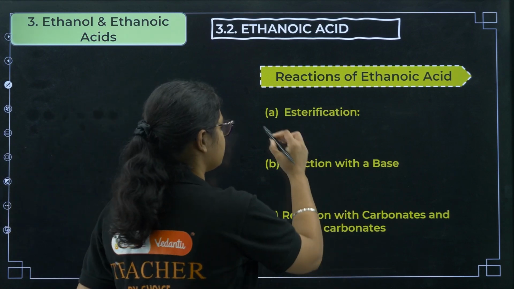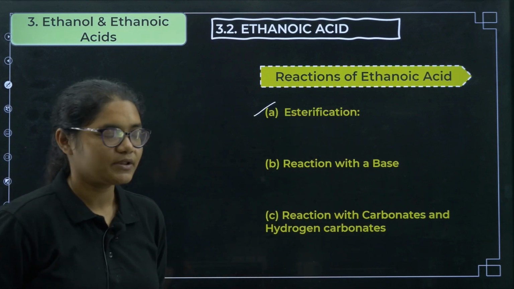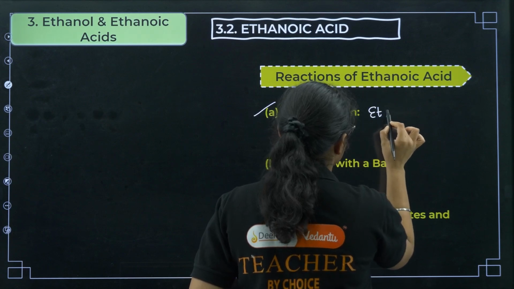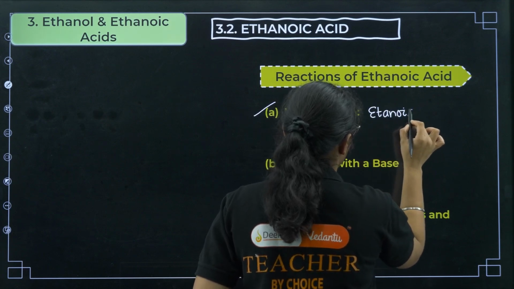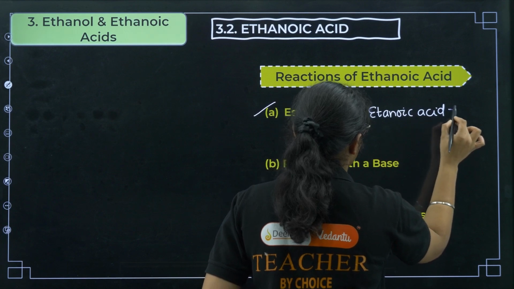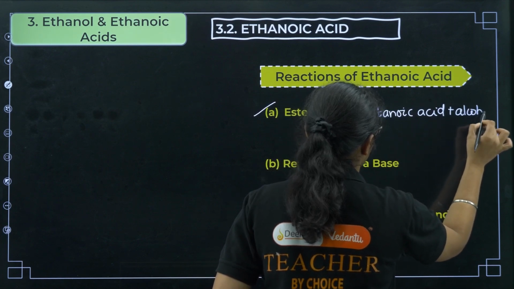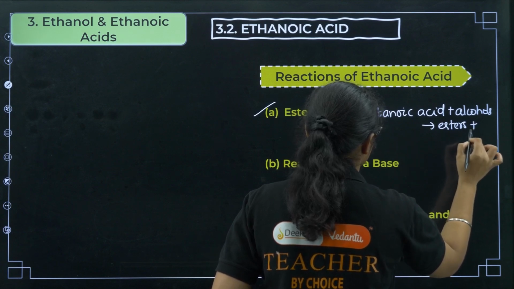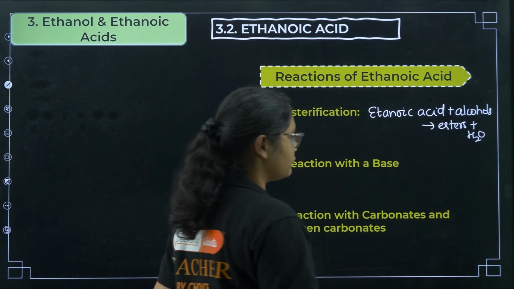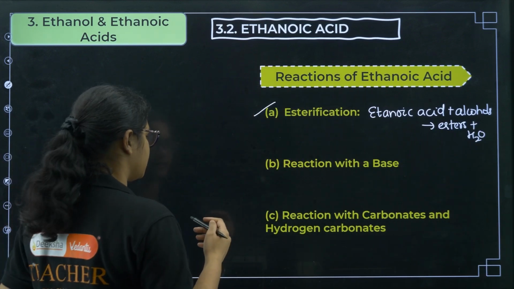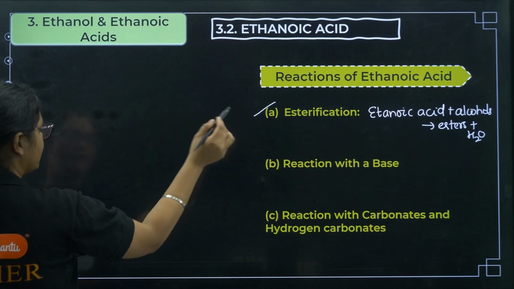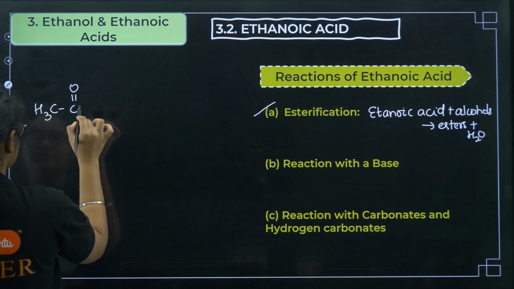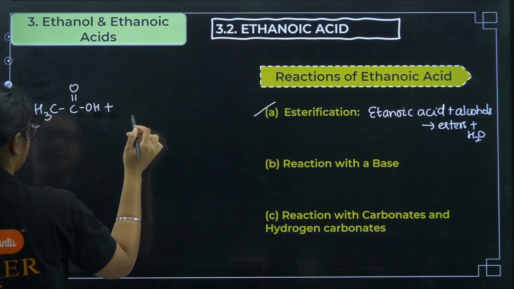The first reaction that we are going to study is esterification. So in esterification, what happens? Ethanoic acid reacts with alcohols to give what? To give esters plus water. I hope you are noting down with me. Now let us see one example of esterification reaction. I will take ethanoic acid, CH3COOH, plus I am taking methanol.